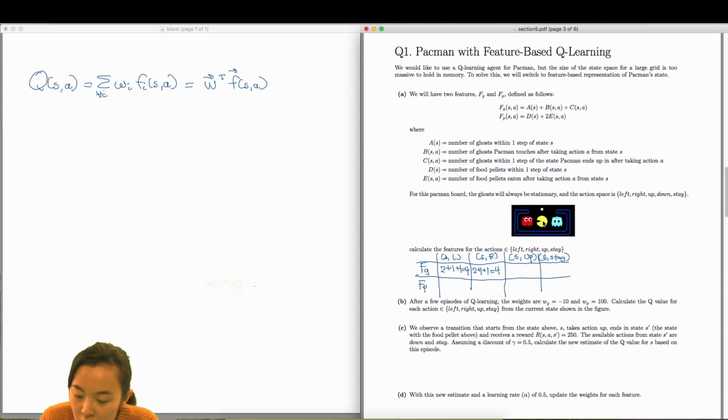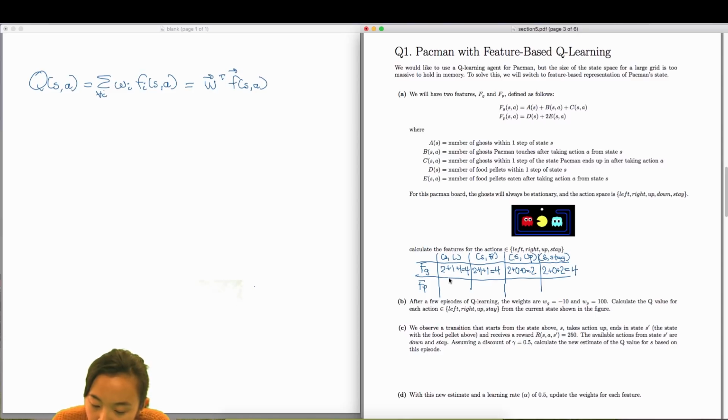And then for going up from the state, we currently have 2 ghosts adjacent to us. We're going to encounter no ghosts after going up, and then after we go up, there will be no ghosts adjacent to us. So that's just going to be equal to 2. And then what happens when we do the action stay? There are 2 ghosts adjacent to us, 0 that we encounter, and then 2 ghosts at the state that we end up in, which is just this current state. So that's 4 again.